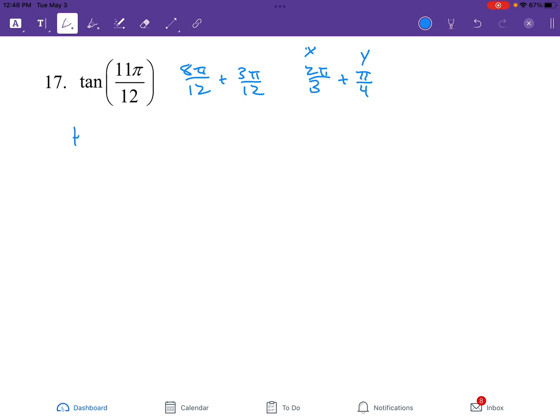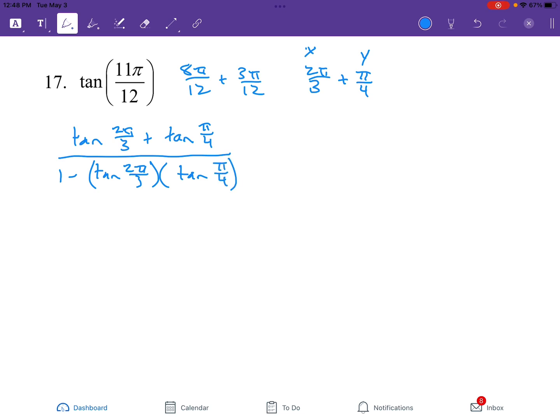So we have the tangent of 2 pi over 3 plus the tangent of pi over 4, all divided by 1 minus tangent 2 pi over 3 times the tangent of pi over 4. So that is our formula set up with all the tangent stuff and the right radians in the right places. Now we have to start simplifying.